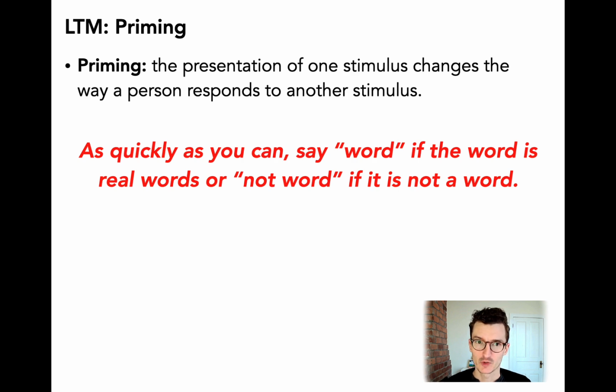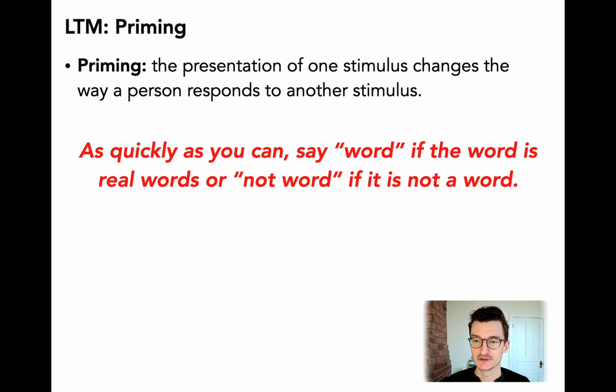Finally, we come to priming. Priming is when the presentation of one stimulus changes the way a person responds to another stimulus. It's a form of associative memory. You experience something in your world, and this sort of primes you to respond to related things.